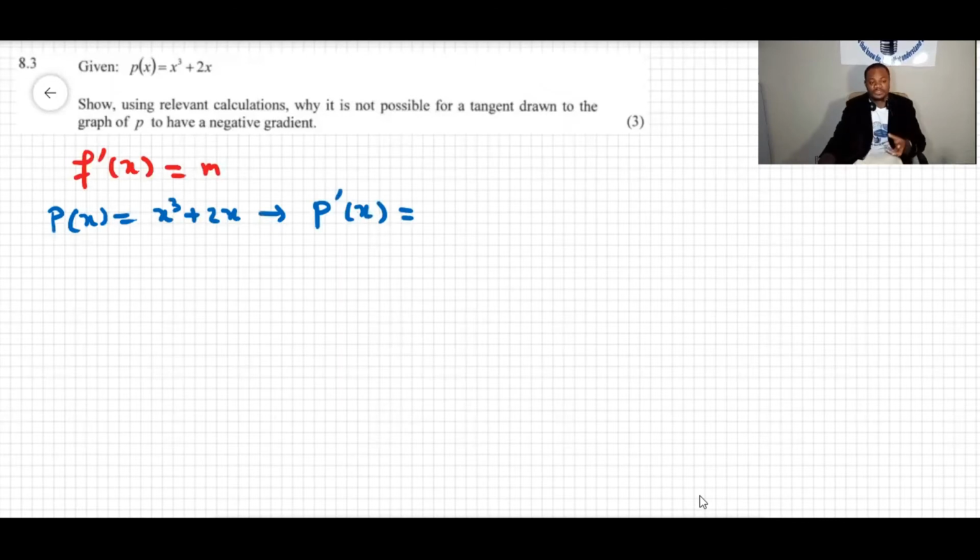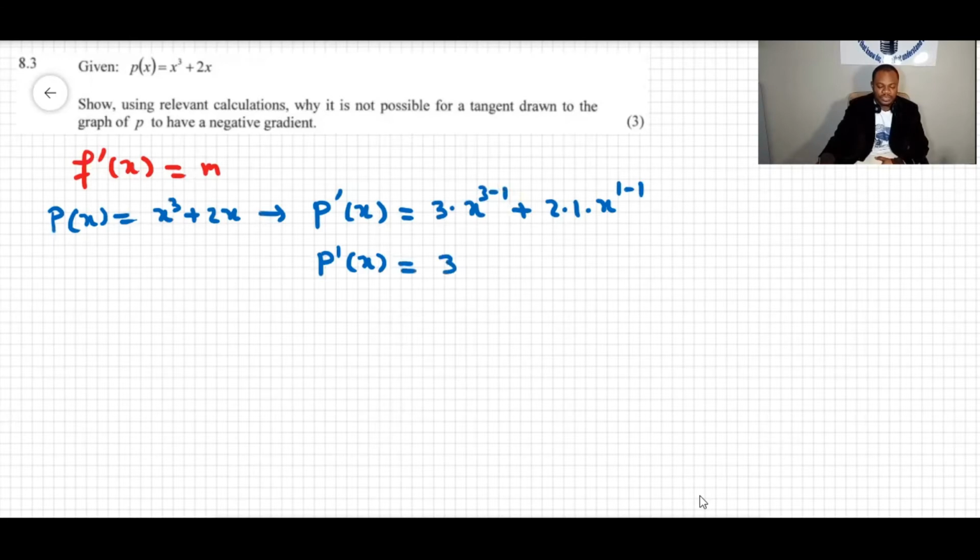Of course, it's going to be a function itself, so this will be equal to 3 times x to the power of 3 minus 1 plus 2 times 1 times x to the power of 1 minus 1. Okay, and this makes P prime of x equal to 3x squared plus 2.